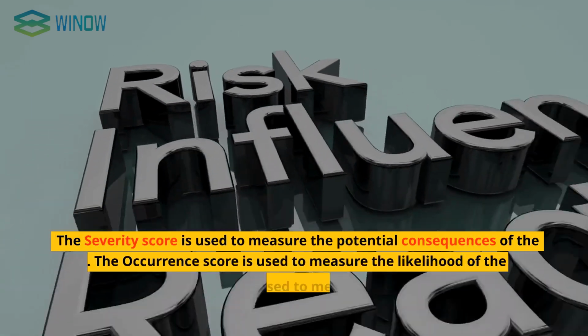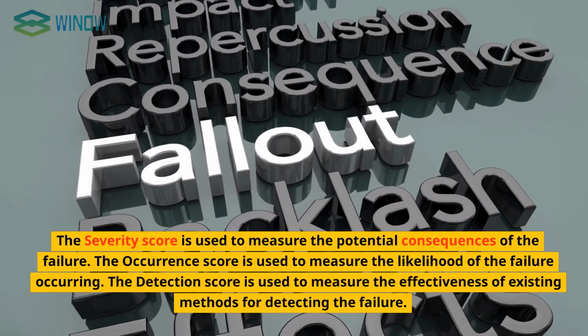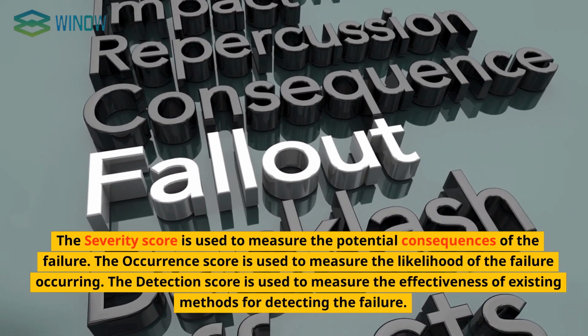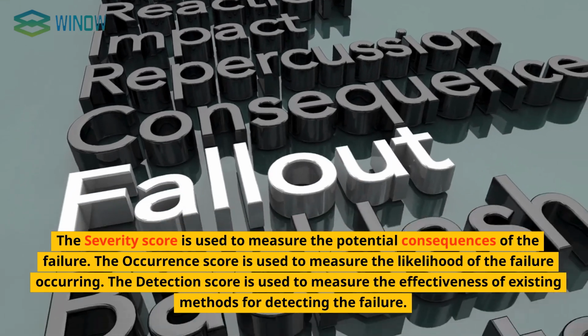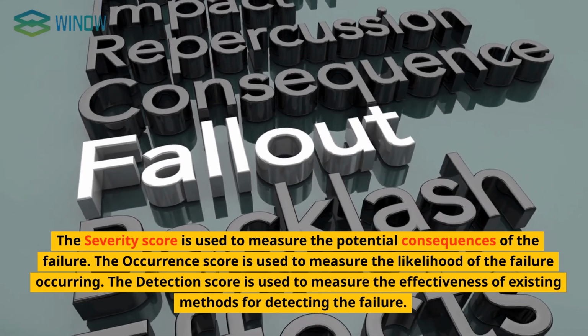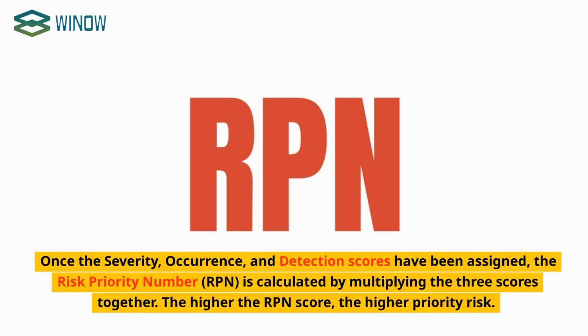The severity score is used to measure the potential consequences of the failure. The occurrence score is used to measure the likelihood of the failure occurring. The detection score is used to measure the effectiveness of existing methods for detecting the failure. Once the severity, occurrence, and detection scores have been assigned, the risk priority number, RPN, is calculated by multiplying the three scores together. The higher the RPN score, the higher priority risk.